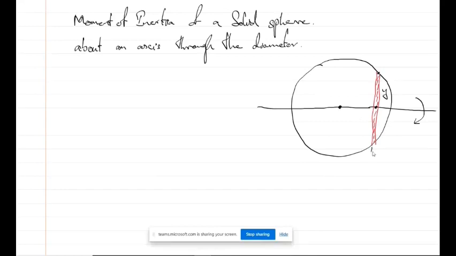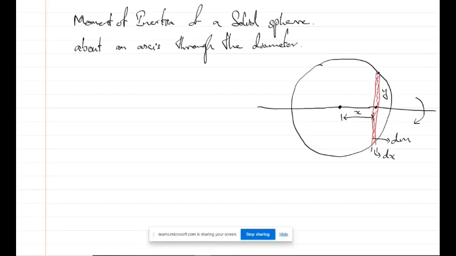The thickness of the disc, which is a small thin disc, I will call dx. The mass of the disc I can call dm. I can slice it anywhere on the sphere. Let's say I have sliced it at a distance of x, so the distance between the center of mass and the disc is x.